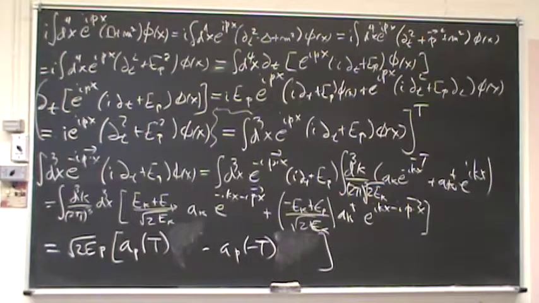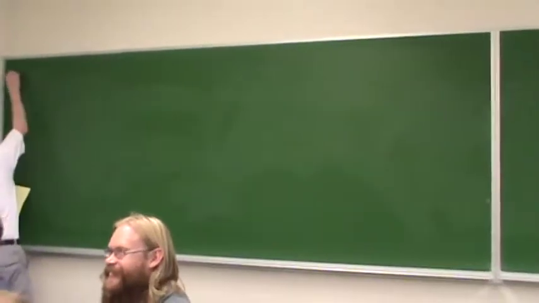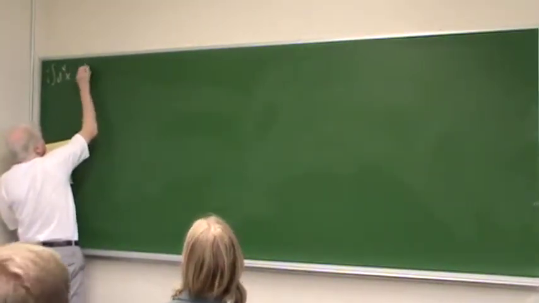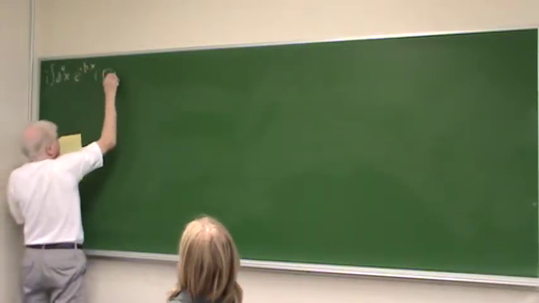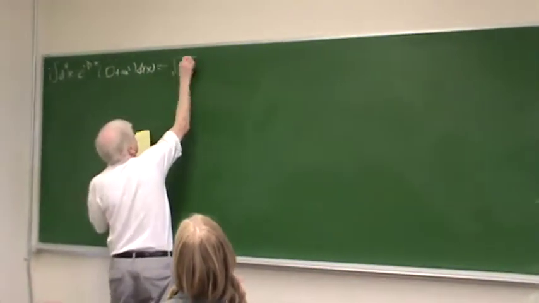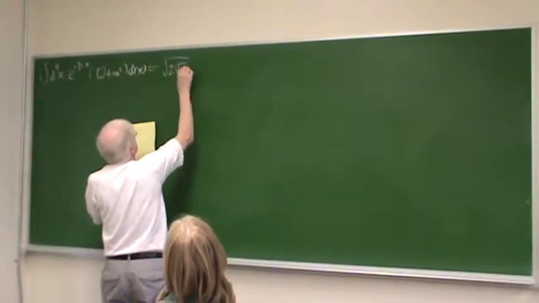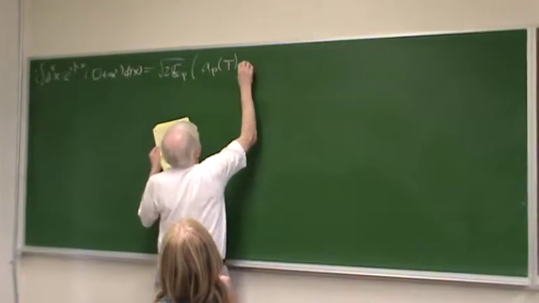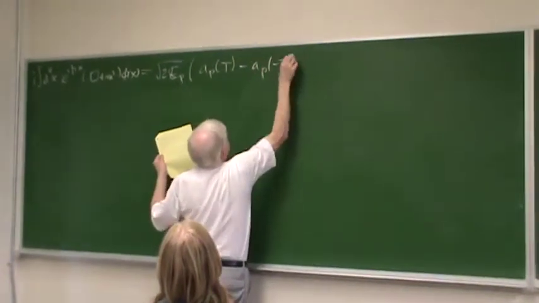All right. Okay, so that's the marvelous formula, and maybe I should write it down with a fresh piece of chalk on the back wall there. We have i∫d^4x e^(ipx)(□ + m²)φ(x), and what we find is that this is square root of 2E_p times a_p at huge positive times minus a_p at huge negative times.